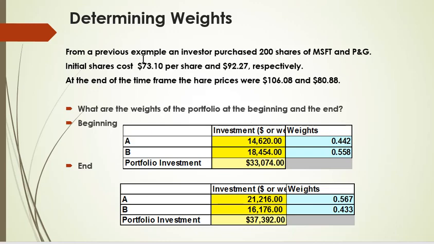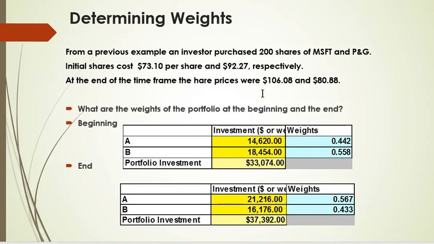If you multiply 200 times these dollar amounts, you would find that in Microsoft we have $14,620, and in P&G it's $18,454. So the total value of our portfolio is $33,074. By the way, this comes from a worksheet, the portfolio beta and return worksheet. What this says is that 44% of our money is in asset A and roughly 56% of it is in B.